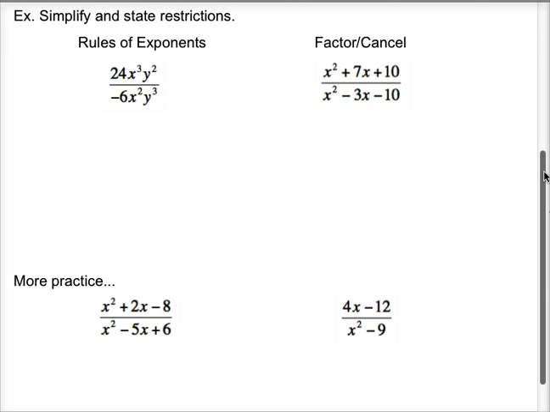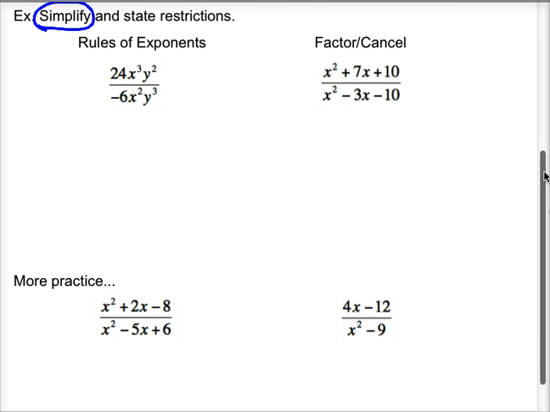So just to show you how this works, simplifying and stating the restrictions. I want to do my simplifying piece in blue to help you keep straight what I'm answering. So, just rules of exponents. This happens when you have monomial expressions, all right? So this means no addition, no subtraction, just pure multiplication. So all you have to do is use the rules of exponents.